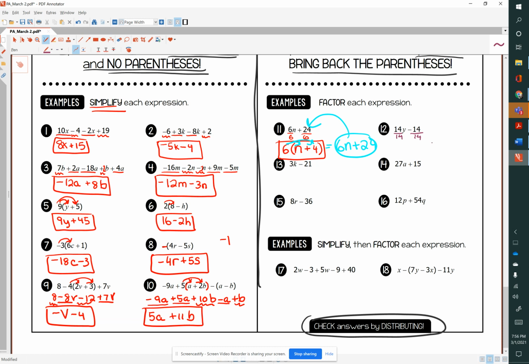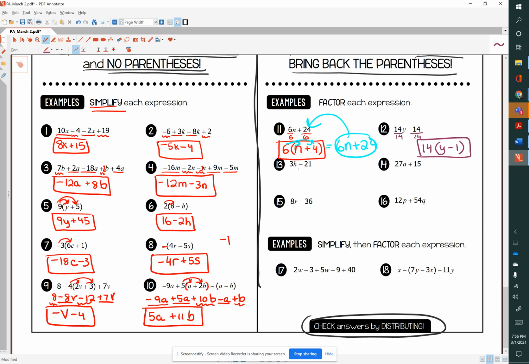So 14 divided by 14, 14 comes on the outside. 14y divided by 14 is y, and this is a trickier one. Negative 14 divided by 14 is negative 1, so it's y minus 1. Those are the trickier ones.